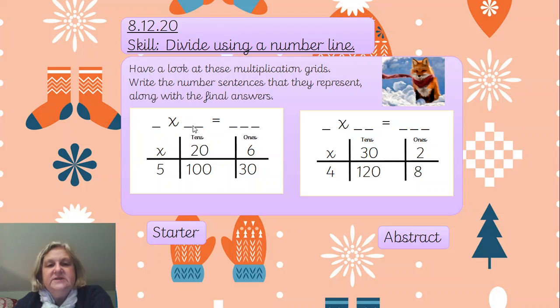So we've got 5 times 26, and our answer is 100 in here, plus your 3 10s, and then we would recombine that to put in the answer. So here it should be 5 times 26 equals 130. And this one we would repartition, so we've got 30 and 2 is 32, and then we've got the 4 times that we'd put up there. The answer at the bottom is 120, recombine that with the 8 is 128. That's 4 times 32 equals 128.